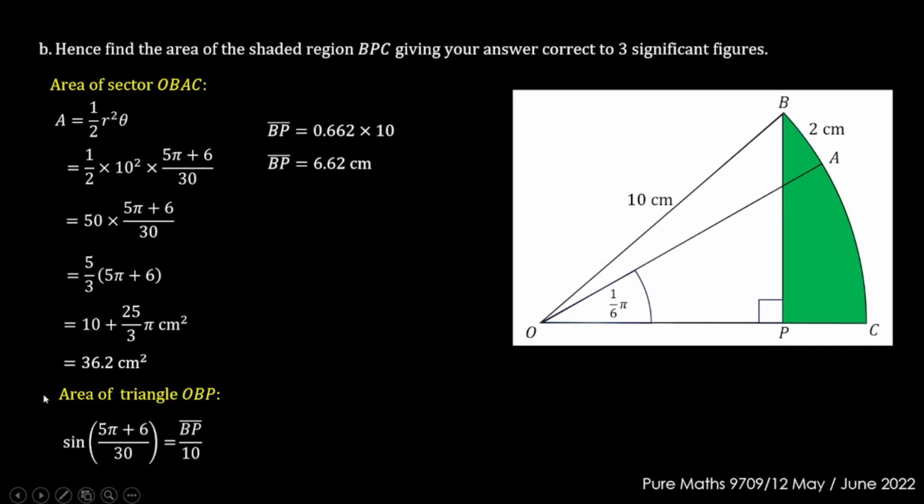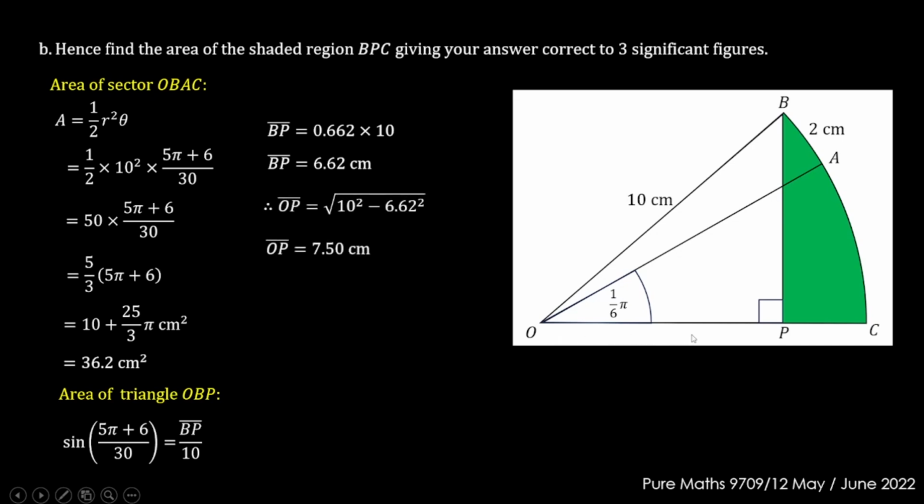Now we find the area of triangle OBP. So that's this triangle here. And we know that sine of an angle is opposite on hypotenuse. So we have sine of the angle, which we know is (5π + 6)/30, is equal to the opposite side, which is BP, divided by the hypotenuse, which is 10. When we cross multiply, the length BP will be 0.662 times 10, which is 6.62 centimeters.